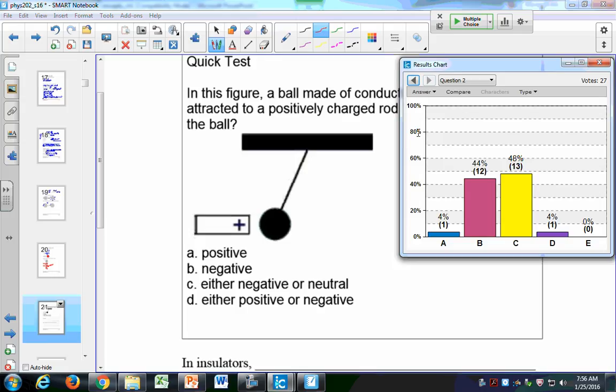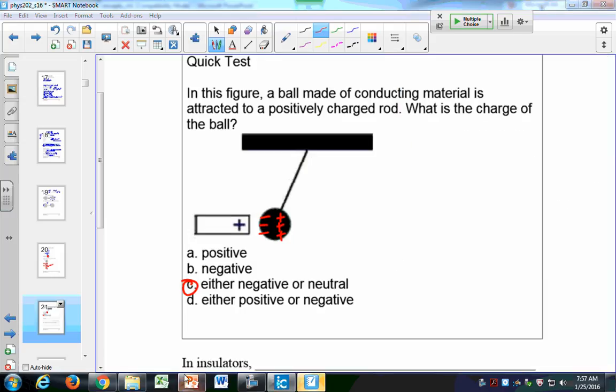This is important, or the key term here, and maybe if you put B, you didn't read this correctly, but it's a ball made of what type of material? Conductor. So in a conductor, when it's inside an electric field, which we'll talk about later, but when it comes close to other charges, the charges will redistribute themselves. So here, when I come up close to this positive charge, I get a distribution of charge that looks like that. And so then that will allow it to attract to the object that's positively charged. So the answer here is C. It is either negative or neutral.